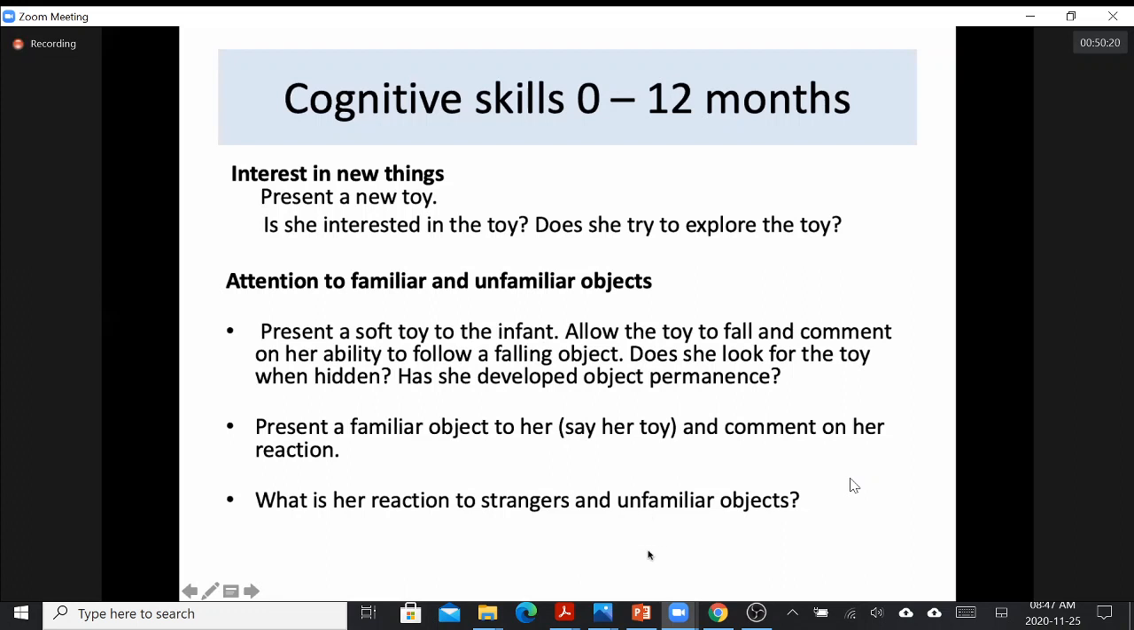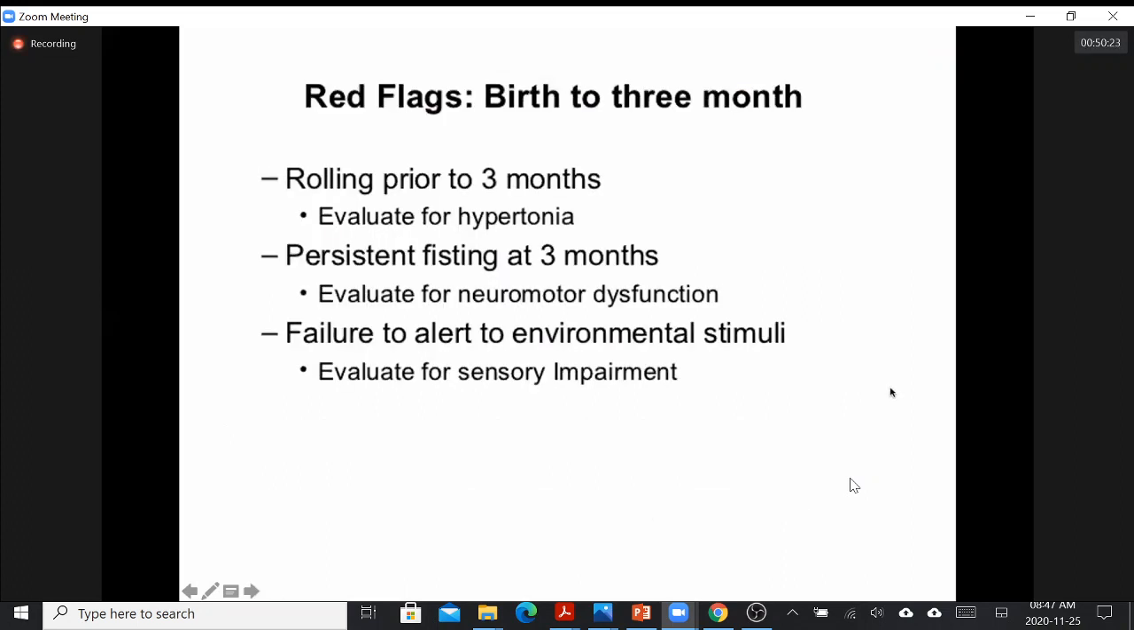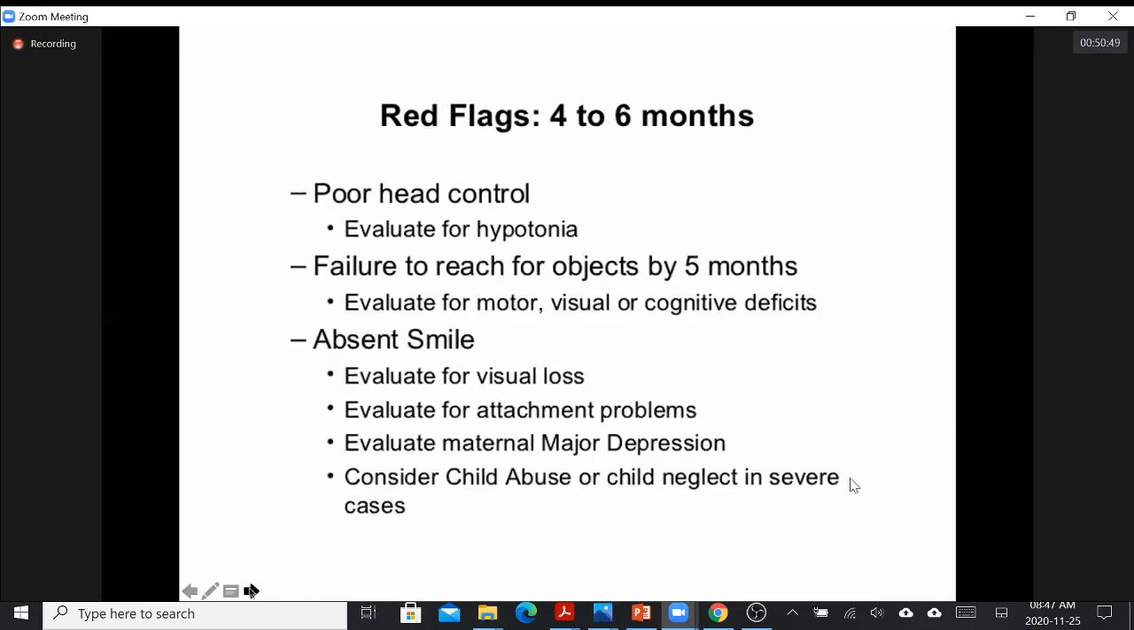If we look at red flags from birth to 3 months: if the baby starts to stand up or roll, that means there is hypertonia. So that is a red flag. If there is persisting fisting at 3 months, that again is a red flag. If the baby is not alerting to environmental stimuli, that is, if he is not alert to sound or alert to smiling, that would come as a red flag.